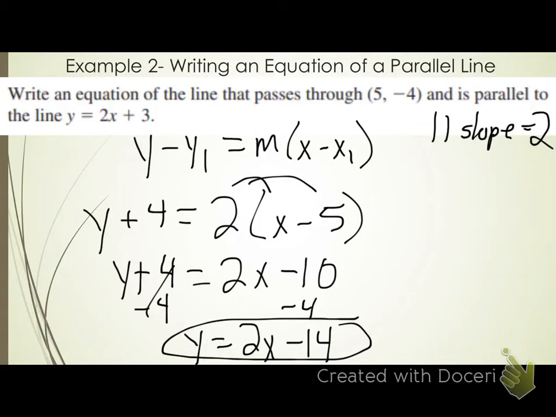Now, if this point was a y-intercept, what form would I have jumped to automatically? Slope-intercept form, because I could have used the slope from here, and then boom, I already have my y-intercept. What would the ordered pair look like if it was a y-intercept? X would be 0, (0, some number). That's how you can tell if it's a y-intercept. Any questions? Can I go ahead and move on? Yes, no?